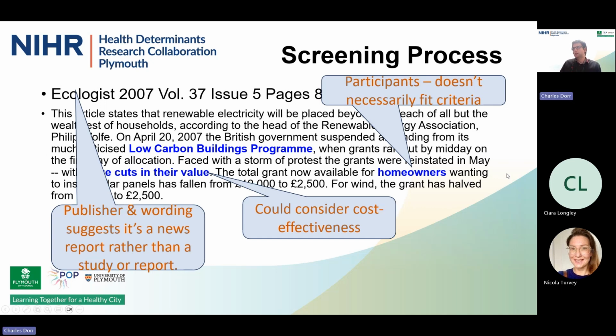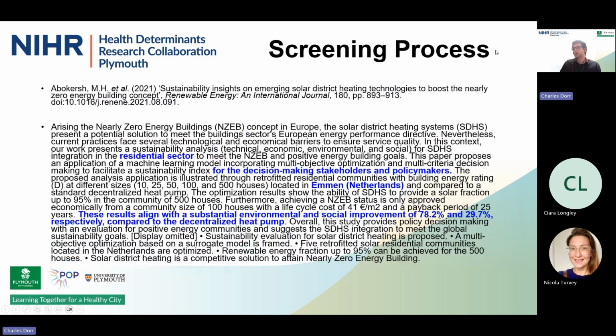I'll take a different example next, which is definitely from an academic article, by a team led by someone called Apakirsh, and it's titled Sustainability Insights on Emerging Solar District Heating Technologies to Boost the Nearly Zero Energy Building Concept. So again, read through the whole abstract and then select certain bits which are related to the inclusion exclusion criteria.